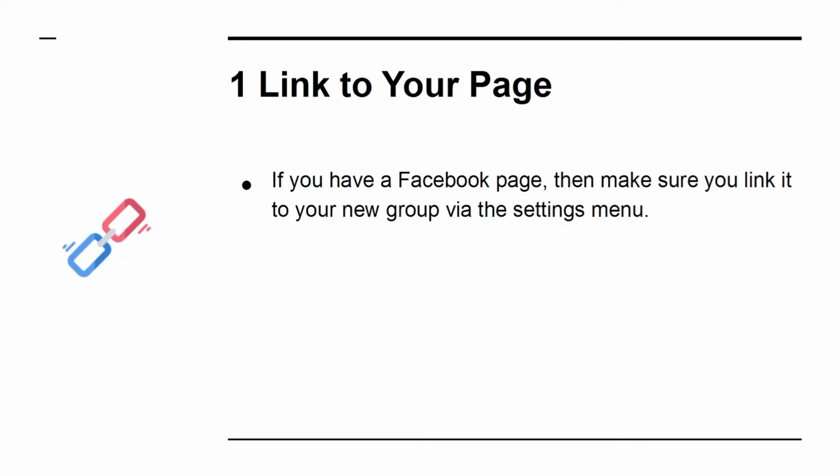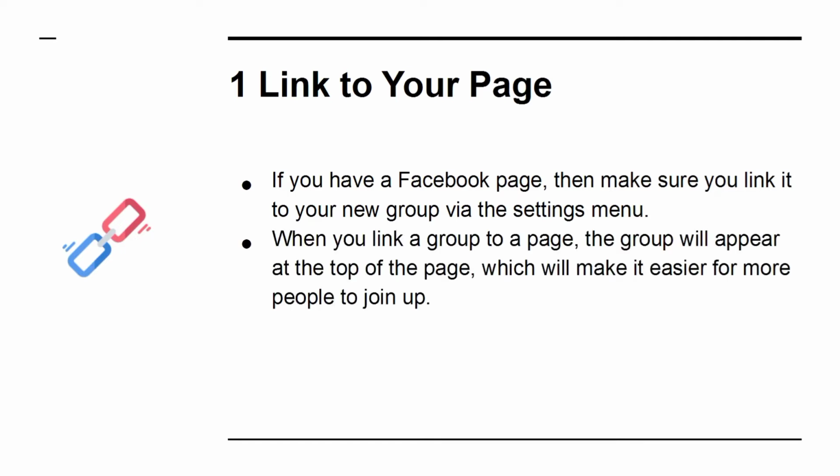1. Link to your page. If you have a Facebook page, then make sure to link it to your new group via the Settings menu. When you link a group to a page, the group will appear at the top of the page, which will make it easier for people to join up. 2. Change the settings. Change the settings for your group to ensure that people can find it and join. You might want to turn off the requirement for new members to be approved, for instance, and ensure that your members are able to invite other new members.